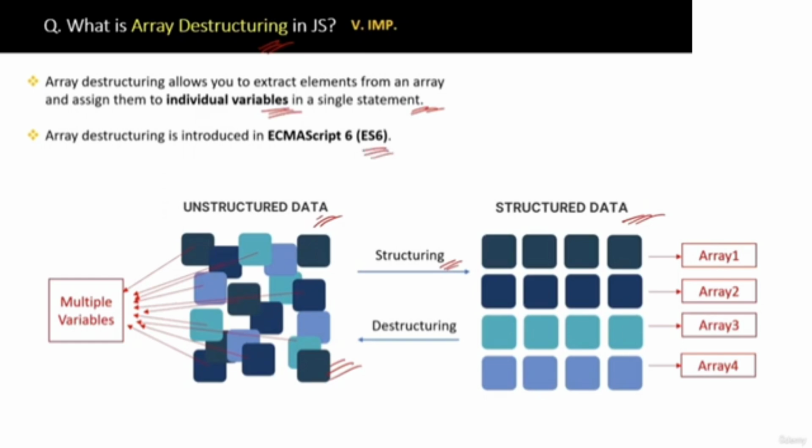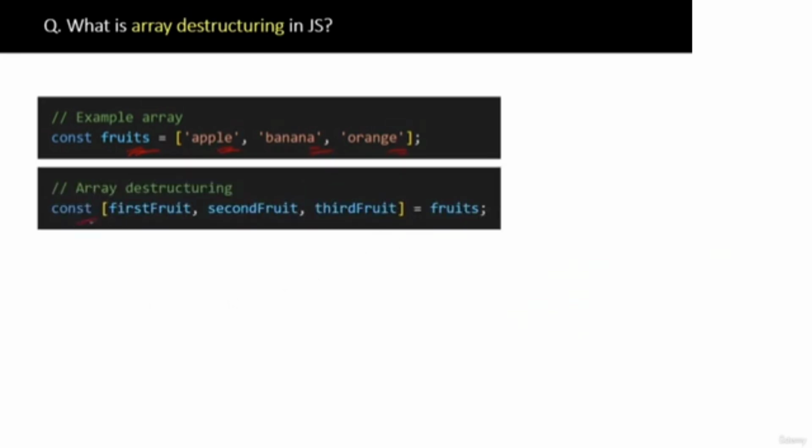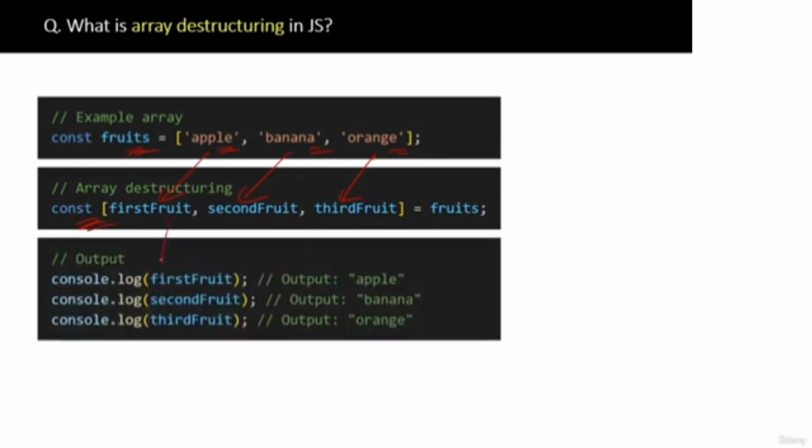Let's see how to do it in code. Suppose we have an array of fruits like this. Now destructuring means assigning this fruit array to a constant like this. This assignment will assign each element of the fruit array to these individual variables: first fruit, second fruit, and third fruit. Now the question is, what is the benefit of doing all this? So basically, when you do this, you can get individual elements of the array by using individual variables directly. See, the values of the variables are now the individual elements of the array. All right, now I think you got it. What is array destructuring in JavaScript?